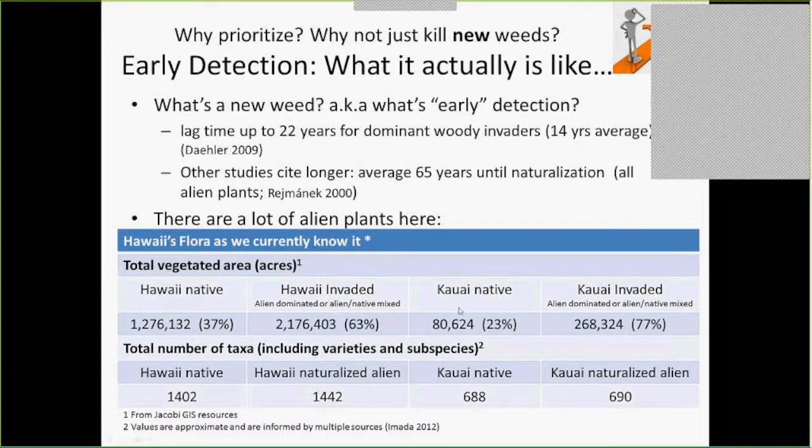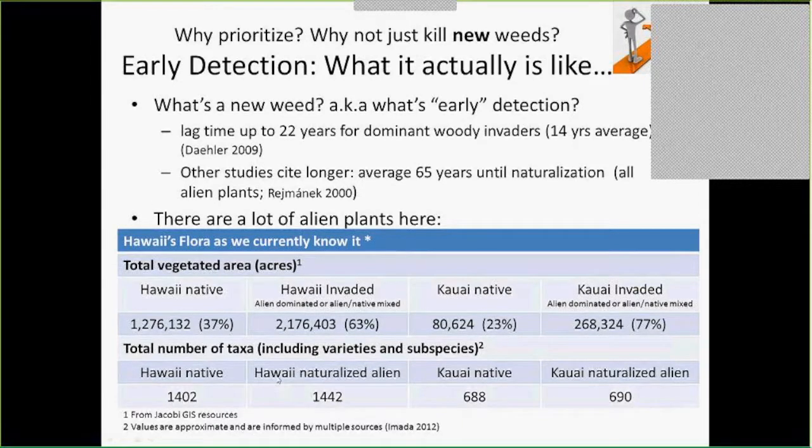And then over here we have Kauai native and Kauai invasive. You can see that, these are pretty coarse numbers, but a lot of our land mass has alien species on it. And that's pronounced even in our biodiversity, where half of our flora is alien. So in Hawaii, we've got a number about 1402.